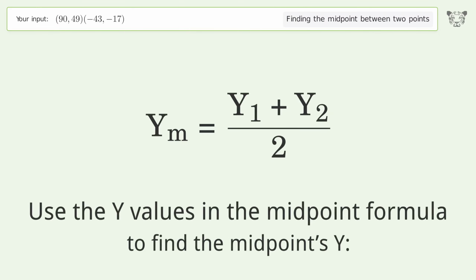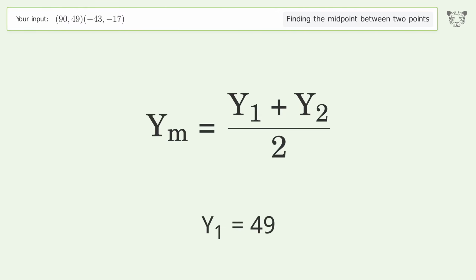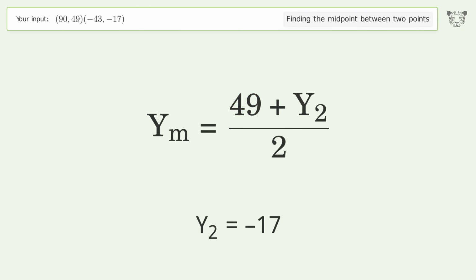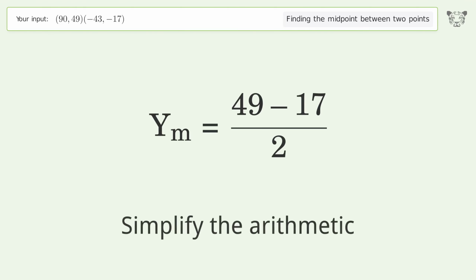Use the y values in the midpoint formula to find the midpoint's y. y1 equals 49. y2 equals negative 17. Simplify the arithmetic.